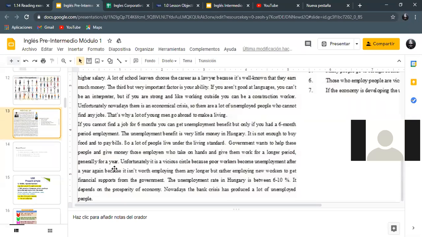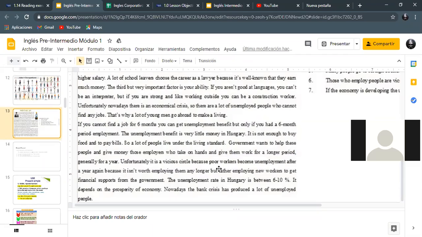Generally for year. Esto es interesante porque según lo que dice en Hungría, también a las empresas que tienen gente trabajando hasta por un año, les dan un beneficio de dinero. Unfortunately, it's a vicious circle. What is a vicious circle? Círculo vicioso. Because poor, what is poor?